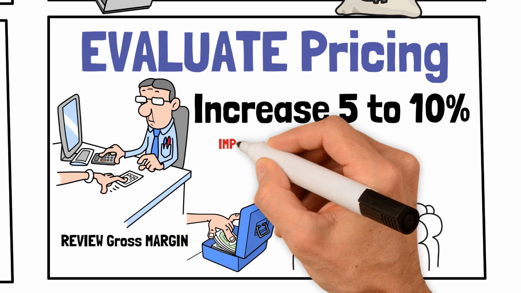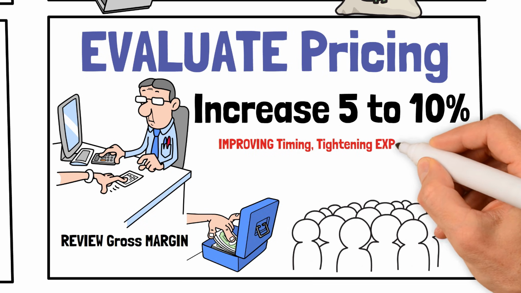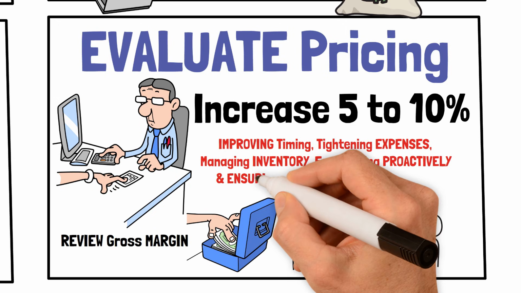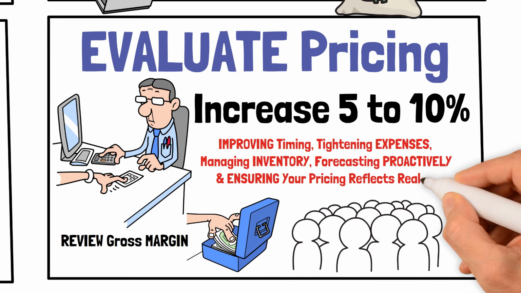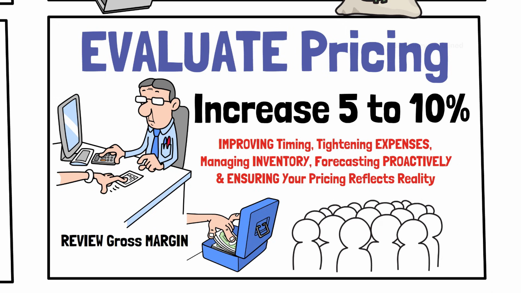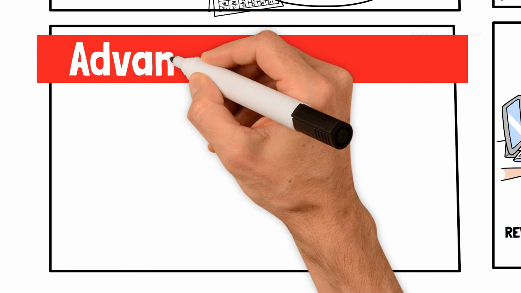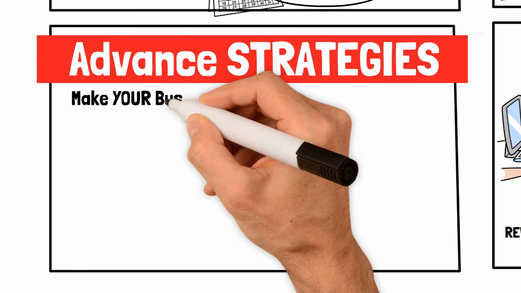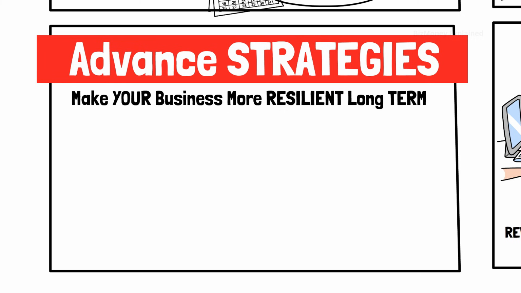Fixing the foundation means improving timing, tightening expenses, managing inventory, forecasting proactively, and ensuring your pricing reflects reality. These steps alone can shift a business from constant stress to controlled stability. Once the foundation is stable, you can move into more advanced strategies that not only fix negative cash flow, but make your business more resilient long term.